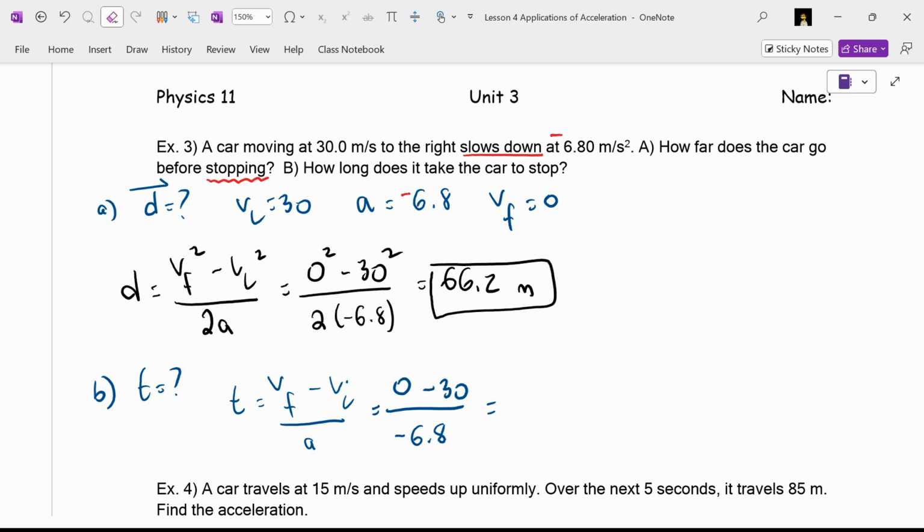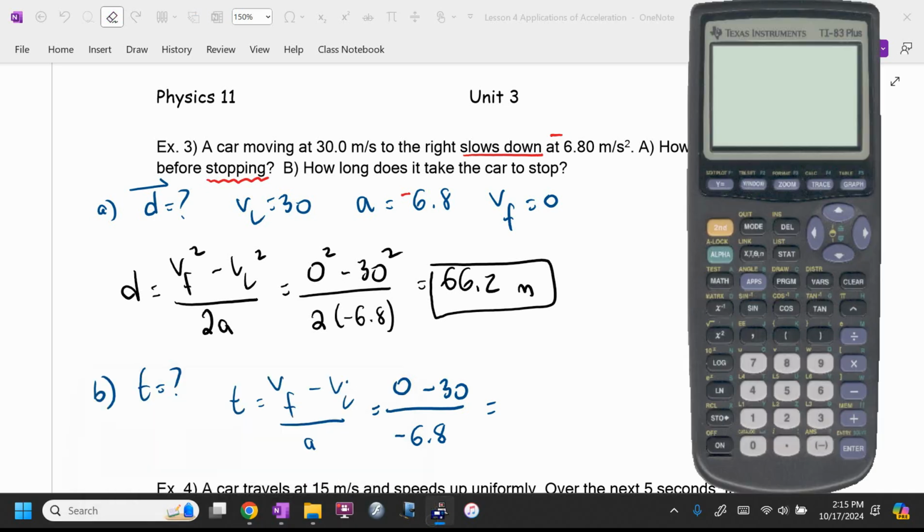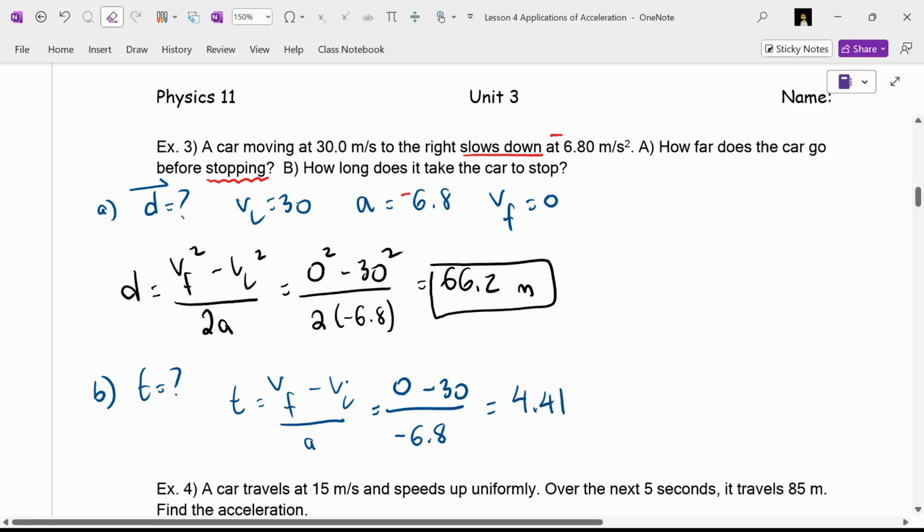Georgia, what'd you get? I think you're going to be in the 5 point somethings, 4 point somethings. Okay, try again. I better type this in myself because I should practice too. Brackets around the top, 0 minus 30, close bracket, divided by negative 6.8. 4.41, yes, and change. Units, time.